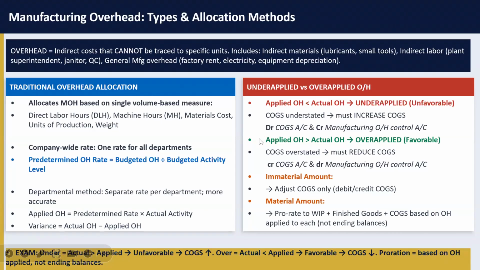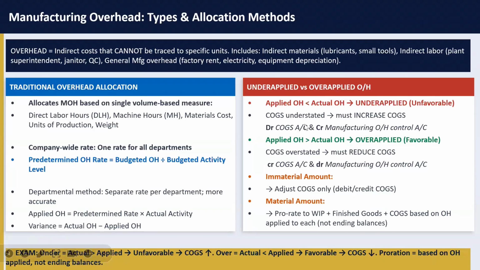Suppose your applied overhead is greater than the actual overhead that was incurred. That means we have over-applied the overhead into finished goods. That means our cost of goods sold is overstated. Now what to do? We have to reduce cost of goods sold. We have over-applied overhead compared to our actual overhead. We need to reduce it. At that time, you will be crediting your cost of goods sold account and debiting your manufacturing overhead control account.